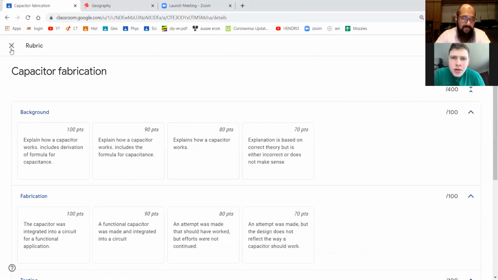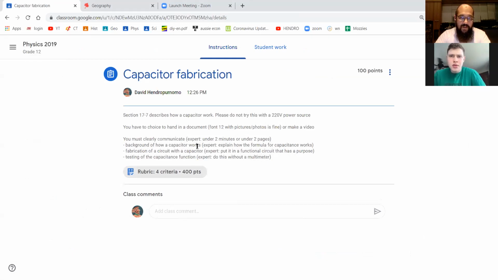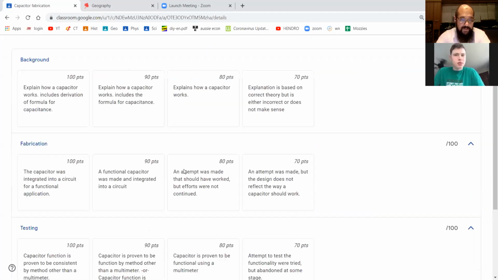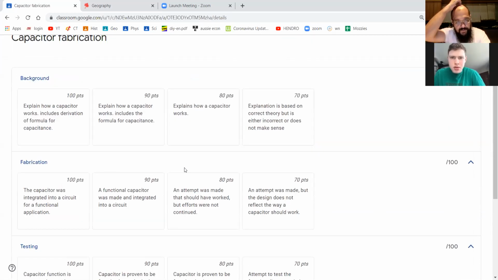So you're going to be writing about how capacitors work. The A level of that is you do it with the formulas. You create a capacitor, and the expert level of that is to actually have it in a functional circuit. And the testing of the capacitance, as in prove that it is functioning as a capacitor. The best level would be to do that without using a multimeter. So not the easiest things to do, but I do want to have some sort of differential there. The rubric there should be fairly self-explanatory on how to do it.